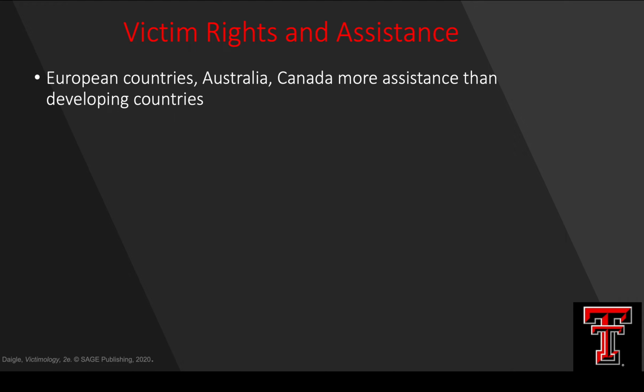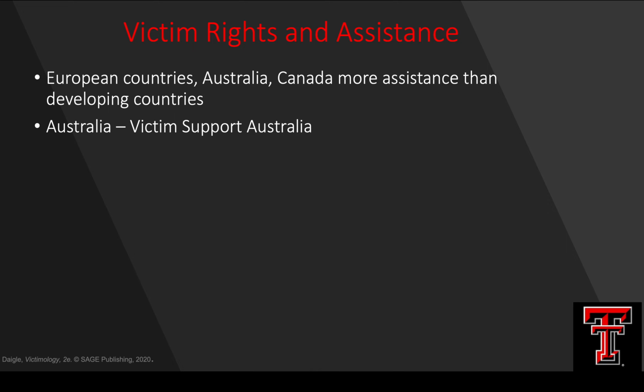Okay, so for victims' rights and assistance, like I was saying, the developed countries usually have something similar to the United States. European countries, specifically Western European countries, Australia, Canada, Japan, they tend to give more assistance and have more rights than developing countries who maybe have not been able to get organized in order to do this. They have other things going on.